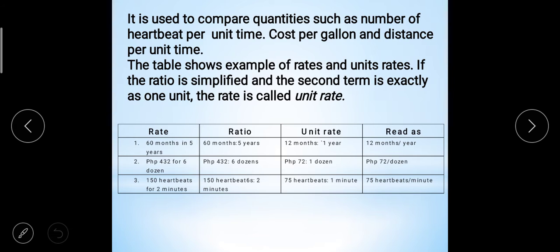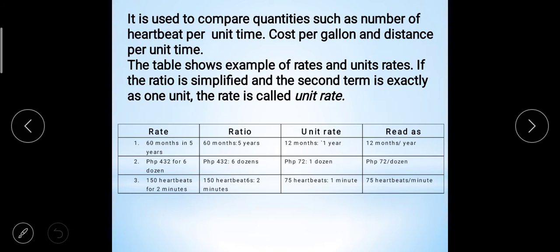Okay. First column, we have the rate. Second column is the ratio. Third column is the unit rate. And the fourth column is how you read the ratio. So the rate that we have here is the first given ratio, ha? And then the unit rate is the simplified form if the quantity is 1 unit.